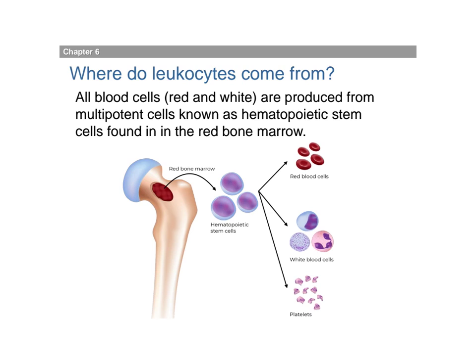So we can ask the question, where do leukocytes come from? Well, all blood cells, white and red, are produced by multipotent cells known as hematopoietic stem cells, which are found in red bone marrow. Red bone marrow would be found in various places, such as in the ribs, in the vertebrae, the sternum, and I believe the pelvis also.